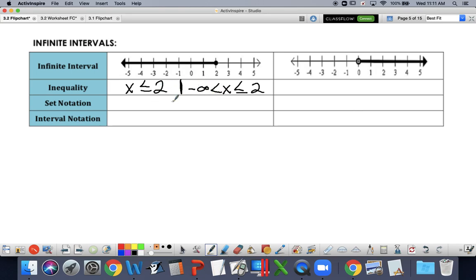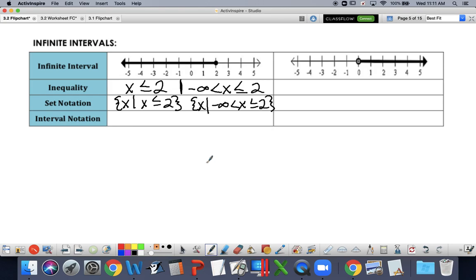Pick one that you feel you're most comfortable with, because once you figure out your inequality notation, the set notation falls right in line, right? For all real numbers x, such that x is less than or equal to 2. Or, right, for all real numbers x, such that x is greater than negative infinity and less than or equal to 2.